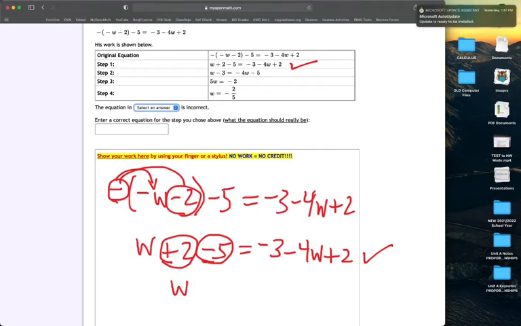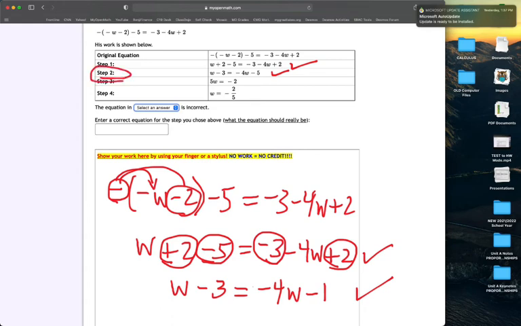So let's go ahead and gather our like terms. So a positive 2 and a negative 5 make negative 3. And of course, nothing to gather or collect with the positive w. On the right-hand side, once again, we only have constants to collect together and nothing to combine with the negative 4w. So we have a negative 3 and a positive 2. That makes minus 1. So now we're going to look at step 2 compared to up here, and clearly that is where the person made their mistake, at step 2.